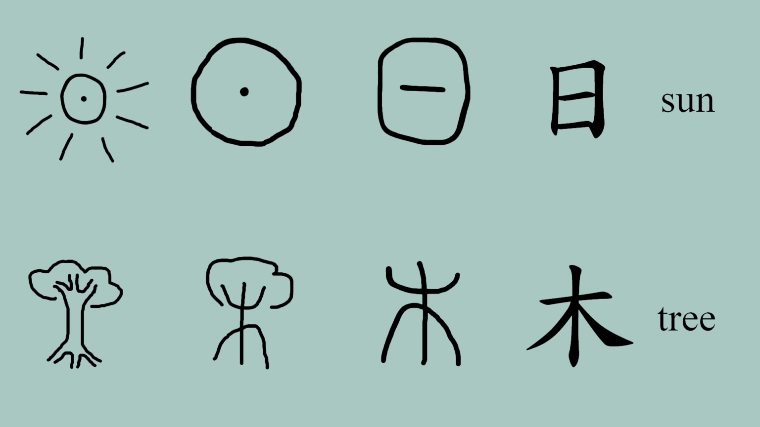Just look at the gradual transformation of the word sun, what it originally looked like and what it looks like today. The sun first lost its rays, then its shape became more and more angular.